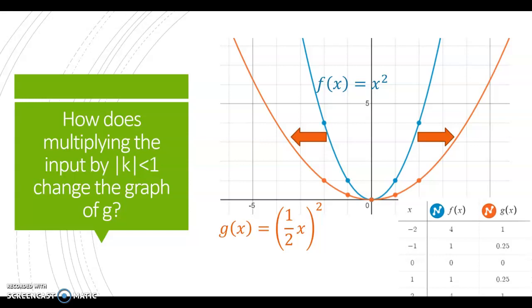This is when our k value is a fraction or a decimal, less than 1. It could be positive or negative. If it's negative, for this particular one, it would still be the same. So it's pushing it away from the y-axis.